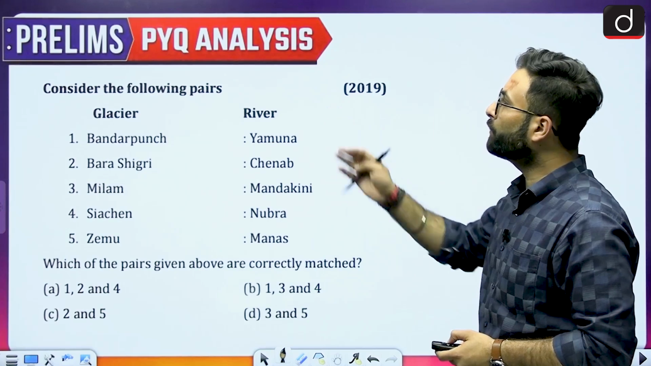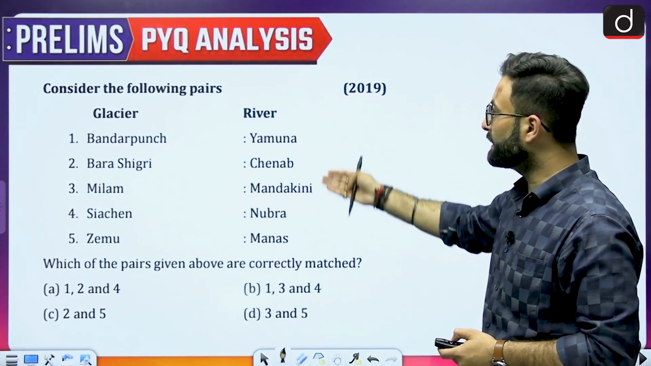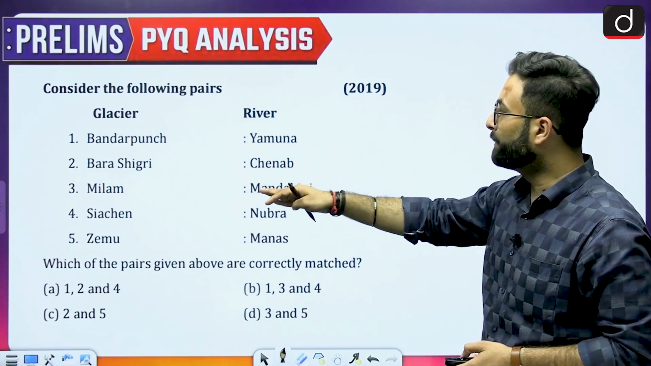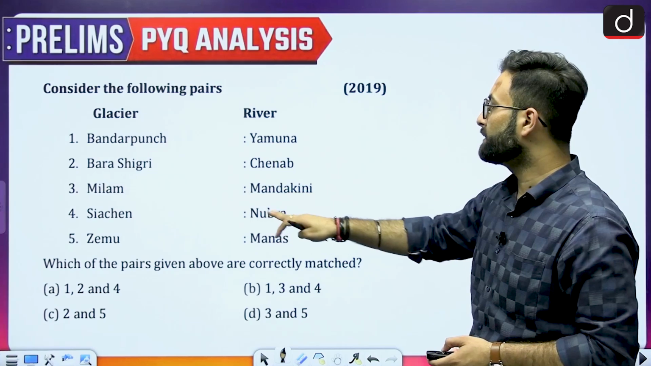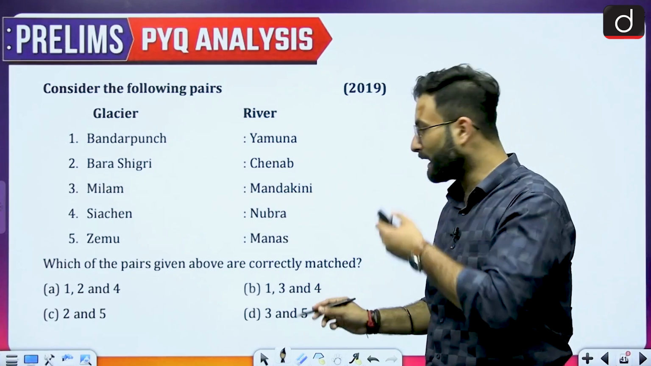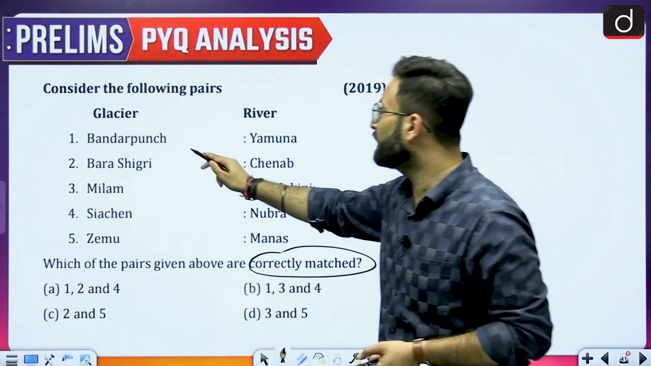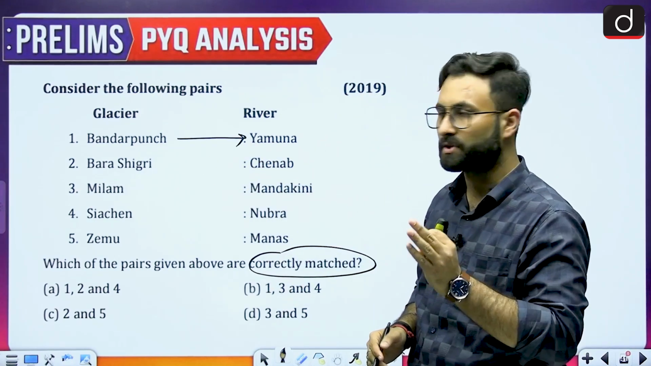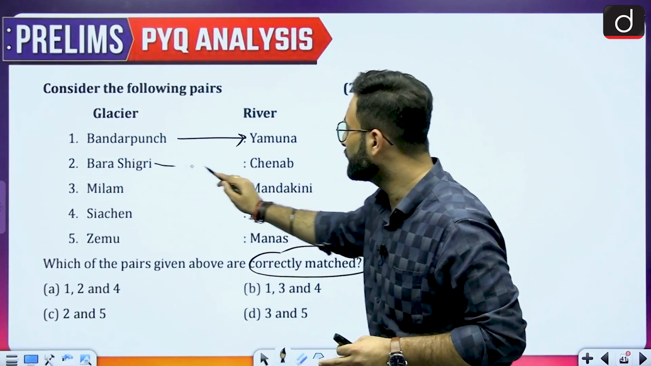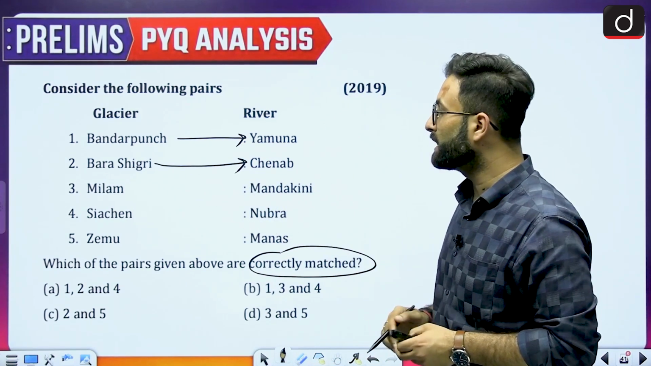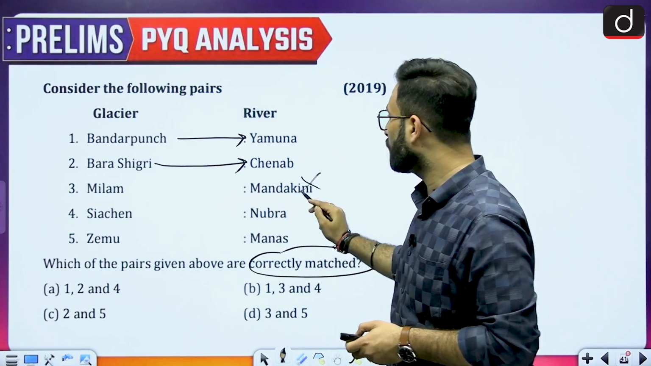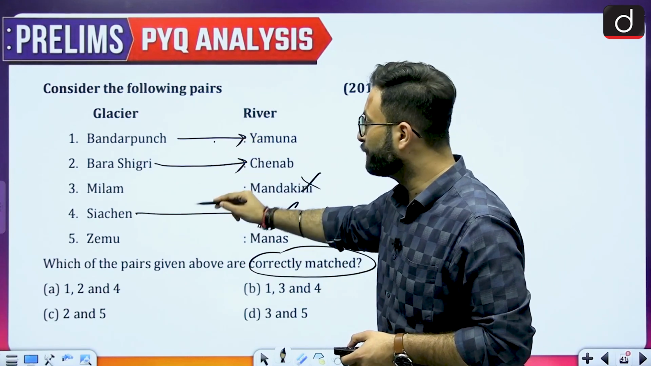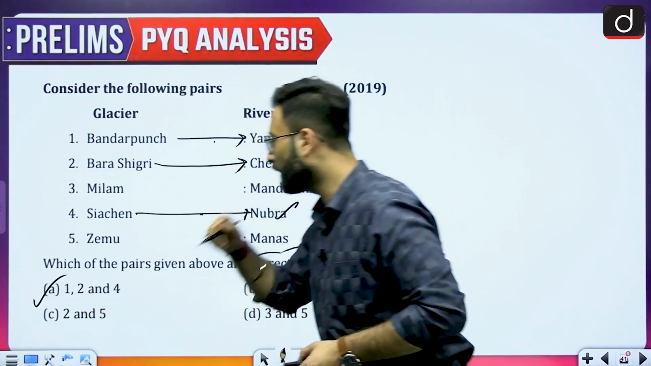Consider the following pairs. Glaciers are given on one side, and on the second side the rivers are given: Bandarpunch, Yamuna; Barasingri, Chenab; Milam, Mandakini; Siachen, Nubra; Zemu, Manas. Which of the following are correctly matched? If you look at Bandarpunch, that is with Yamuna. When we talk about the origin of Yamuna, Bandarpunch is the glacier. Coming to the next one, Barasingri with Chenab, that is also right. Coming to the next one, Milam, Mandakini, this is wrong, and Siachen with the Nubra Valley is also right. So 1, 2 and 4 are right. Option A would be the right answer.